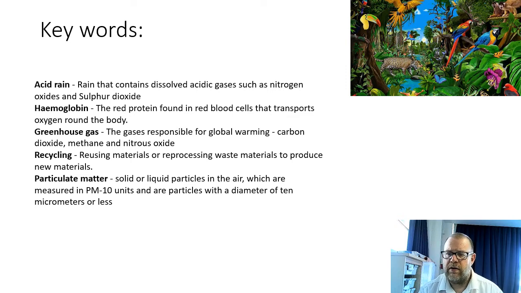Acid rain, hemoglobin, that's the red protein found in red blood cells, is what makes it red. Greenhouse gases, again, we'd have covered some of this before. Greenhouse gases, remember carbon dioxide, methane, water are the main greenhouse gases. I have put nitrous oxide, but the first 3 are the main ones. Recycling, reusing materials, particulate matter. We talk about that a lot, the PM size. We talk about this when we talk about gases, and it's 10 micrometers or less.